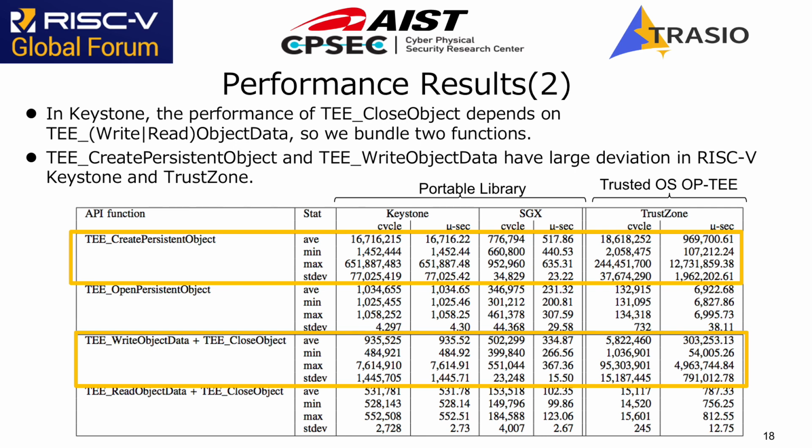This slide shows the table of performance results for secure storage APIs. Because secure storage APIs are I/O intensive, it's necessary to show not only the average but also the standard deviation. In Keystone, the performance of TEE close object depends on TEE write or read object data, so we bundle two functions in this table. It shows that TEE create persistent object and TEE write object data have large deviation in RISC-V Keystone and TrustZone. We guess the reason is that both machines use SD cards for the file system.